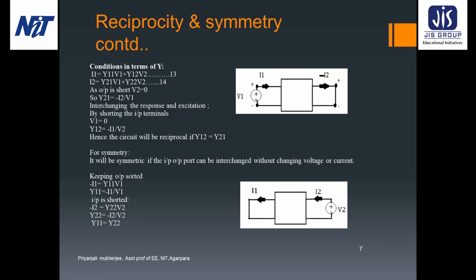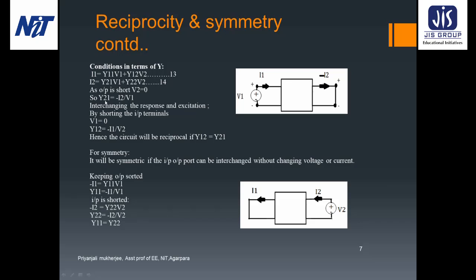Now we can interchange the response and excitation by shorting the input terminals. So V1 becomes 0 and Y12 equal to minus of I1 by V2. So the circuit will be reciprocal if this condition Y12 is equal to Y21.